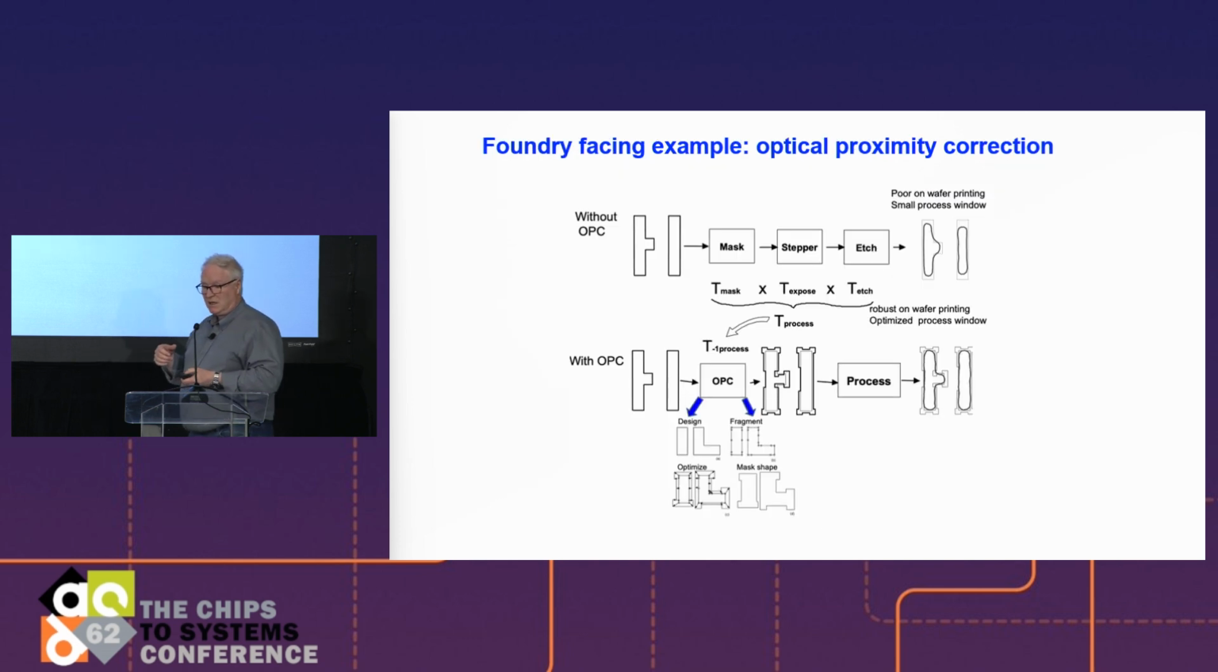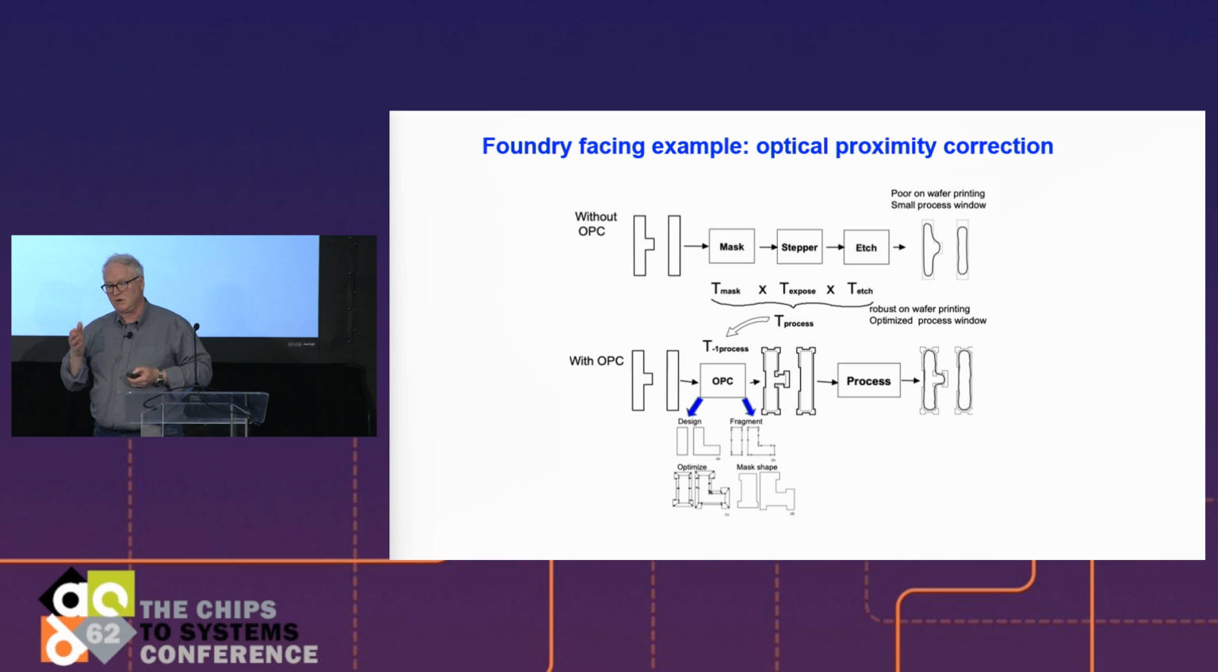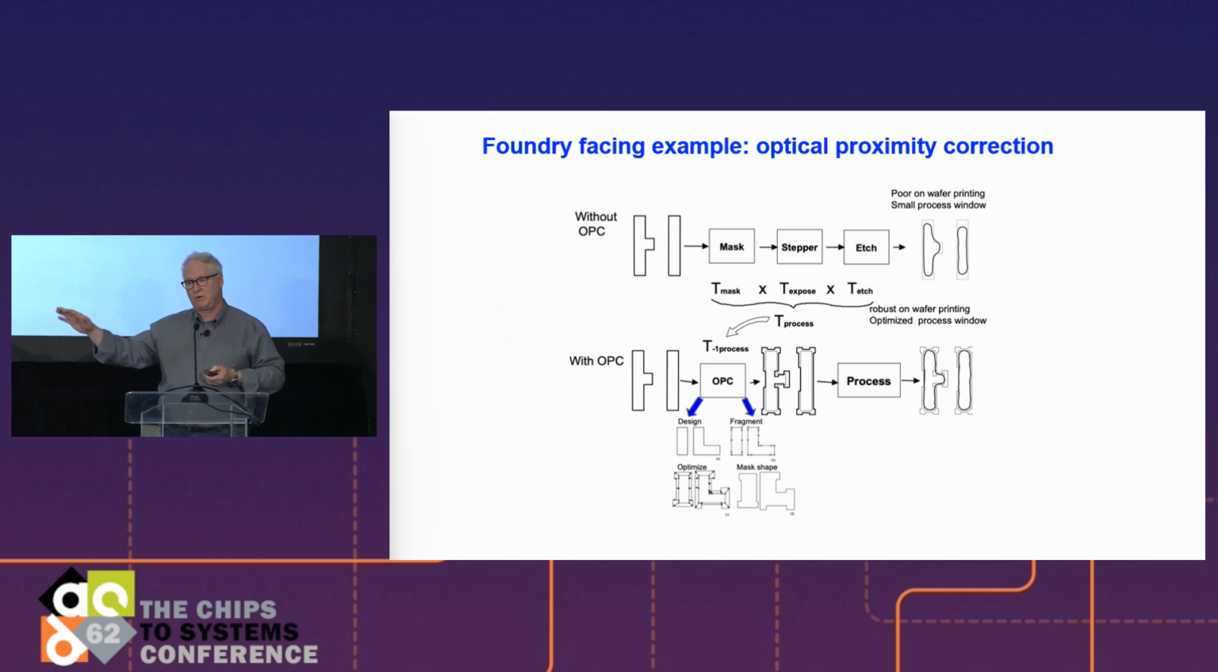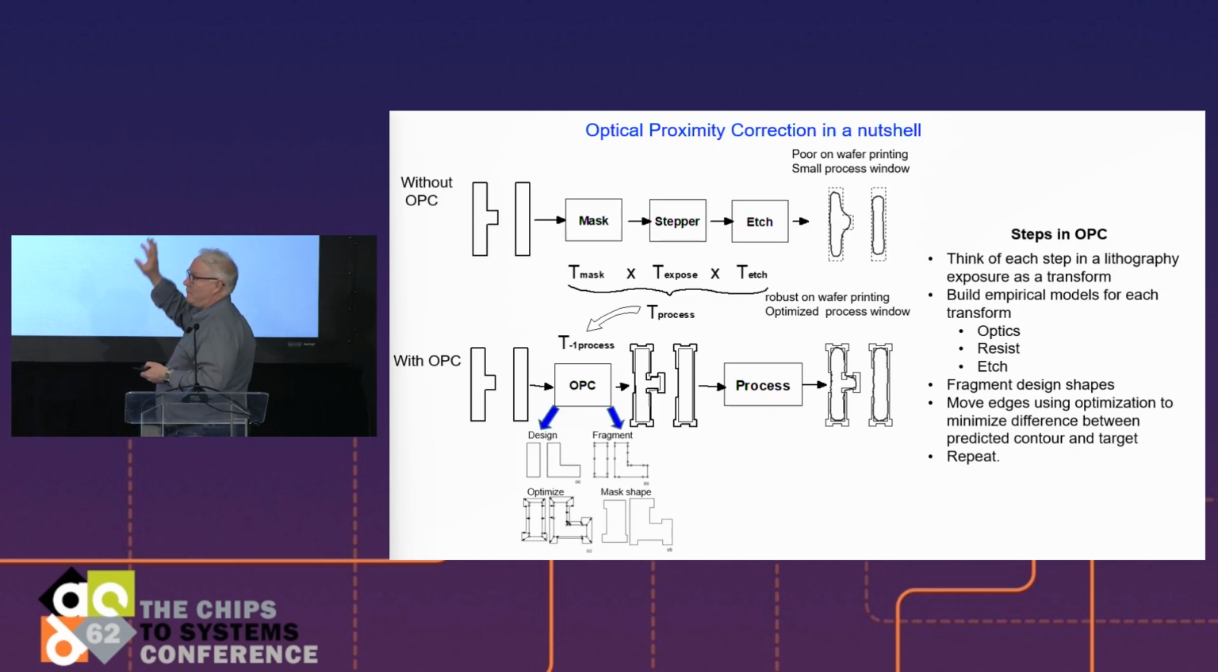The next example that I'd like to go through with you is a foundry-facing example. This is the mask-making flow that we talked about, where you've got to take your design from a GDS or an OASIS layout format and transfer it to photolithography masks. So I'm just going to walk through very quickly what optical proximity correction is for those people who aren't familiar. Because unless you understand how it works, you probably don't understand the magnitude of what's happening.